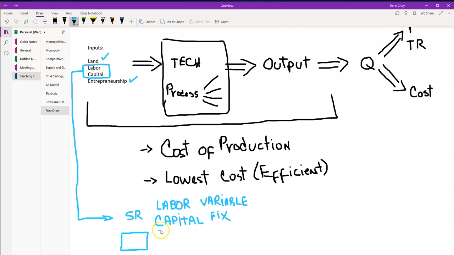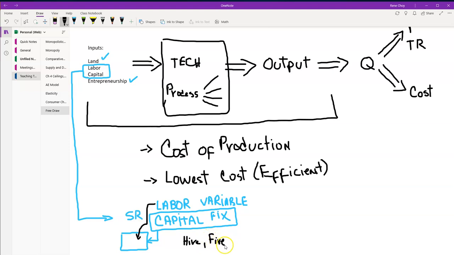So your capital, your machines, your equipment, the things that you use, the process that you have, you can't really change in the short run. Capital is fixed, but labor is variable. So in the short run, your input decision, in order for you to be able to produce more or produce less, is basically to hire or to fire.